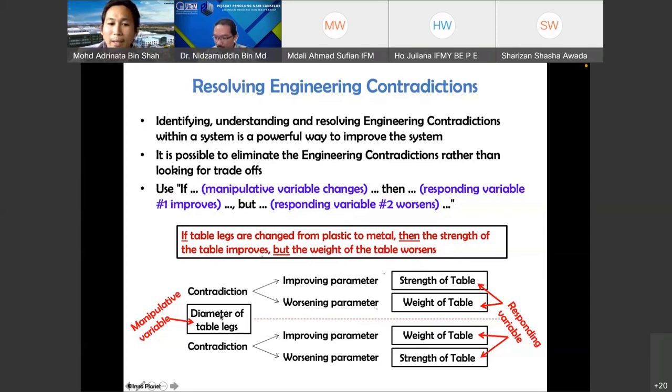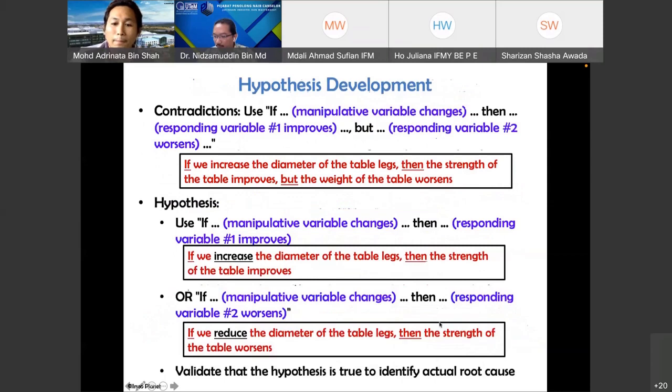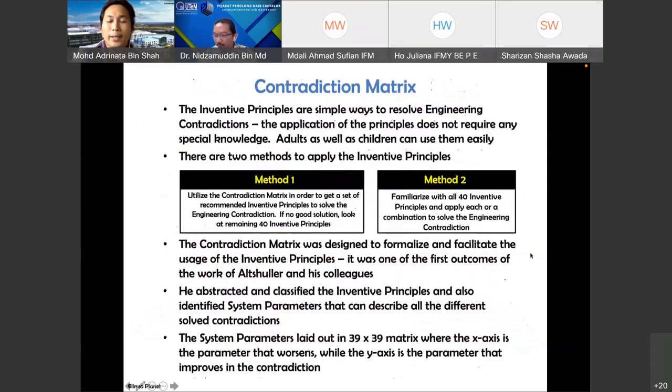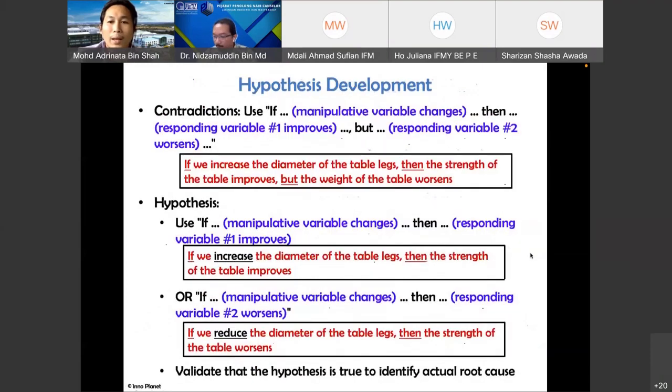The manipulative variable is the diameter of the legs. So for table legs, the contradiction is: improving parameter, you improve the strength, and the weight will be worsened. Or, improving parameter, weight, and worsening parameter, strength. So vice versa. I have explained about the improvement parameters and the worsening parameters.